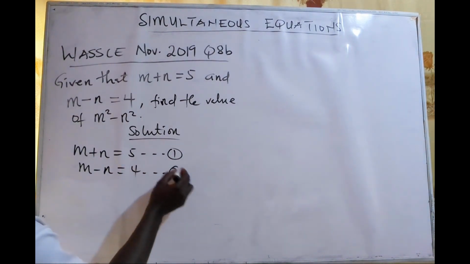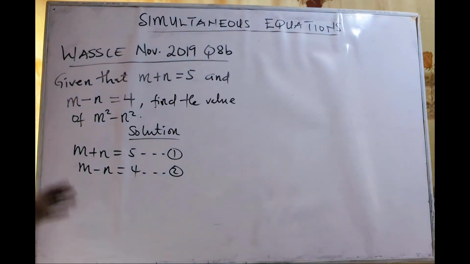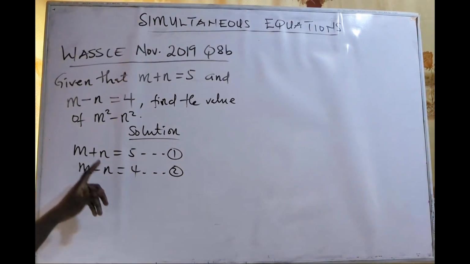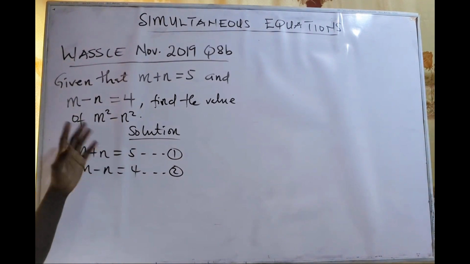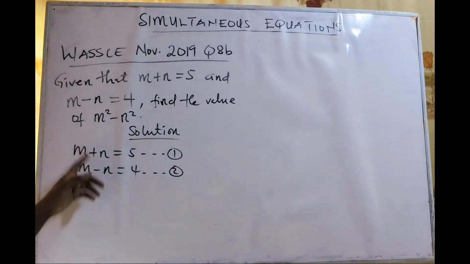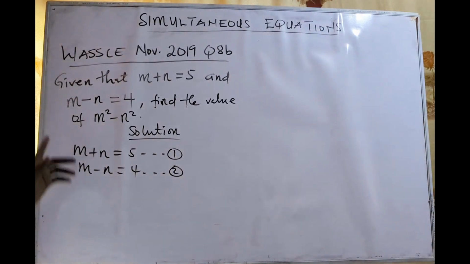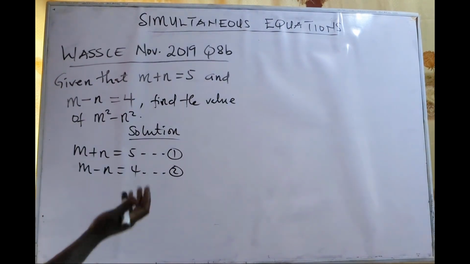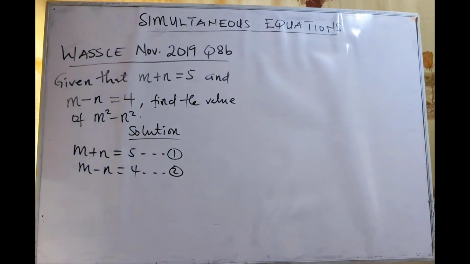So here we are fortunate: the coefficient of m in both equations is the same, here is 1, here is 1. Even the coefficient of n in both equations, though one is positive and one is negative, is also the same, and you can eliminate. Okay, so we are going by the elimination method first, then we go by the substitution method.